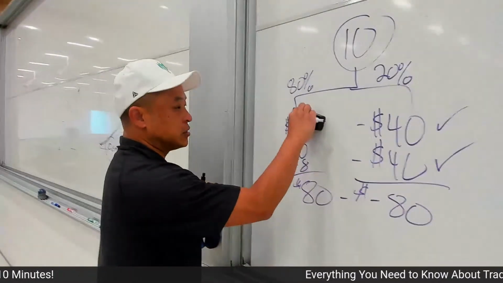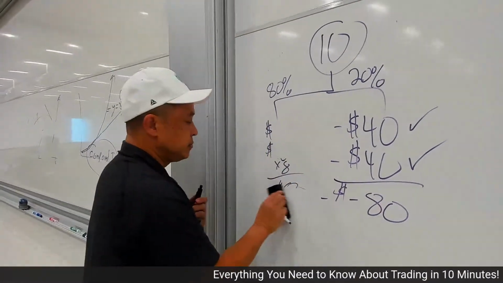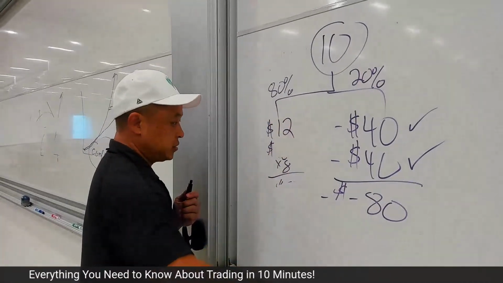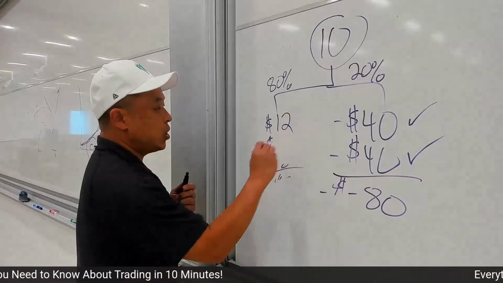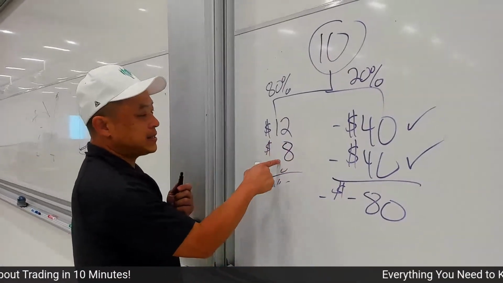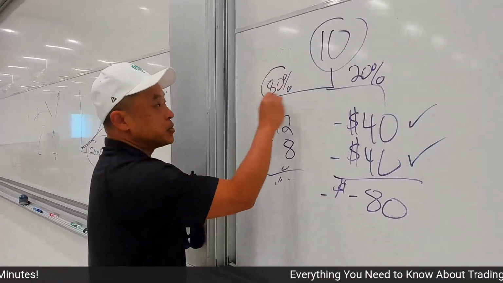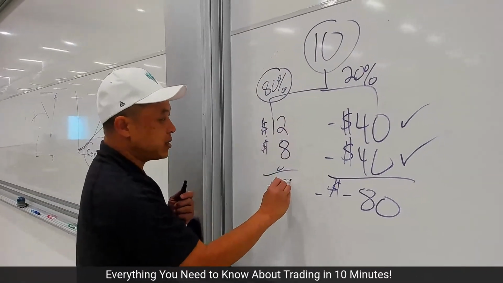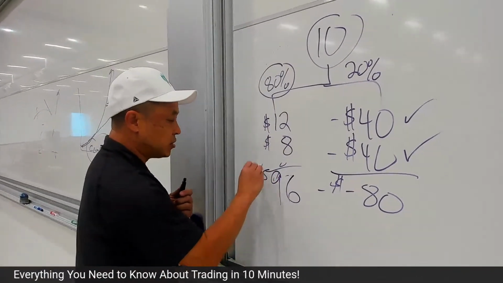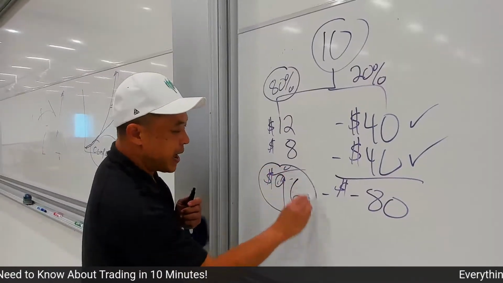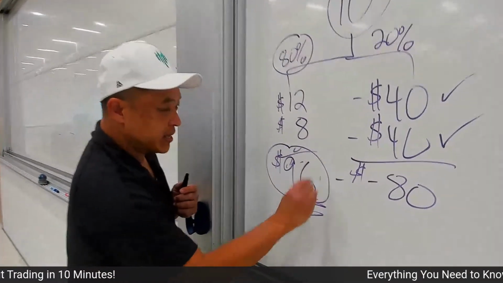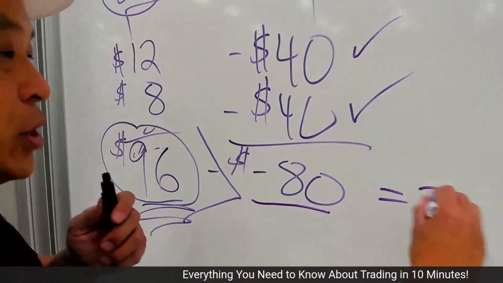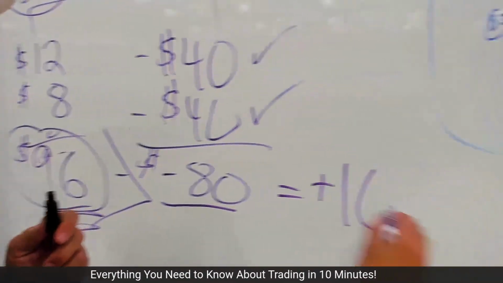Instead of $10, now you make $12. So you're right 8 times, 80%, but instead of 10, you're making 12. So how much do you make? You actually make $96, right? Now, this is greater than $80. So now your edge is $16.